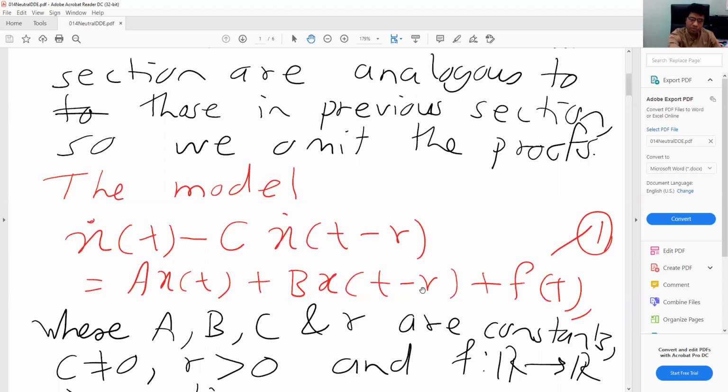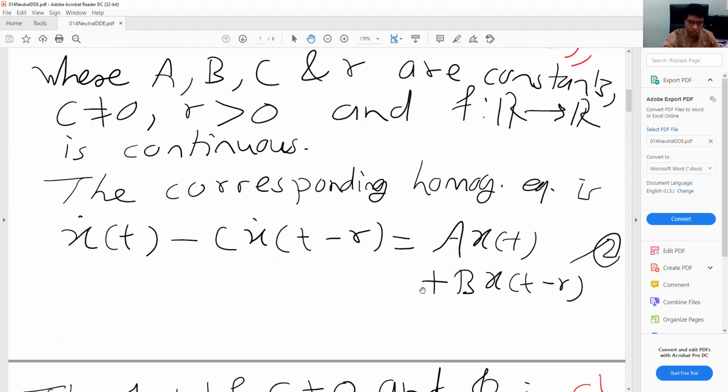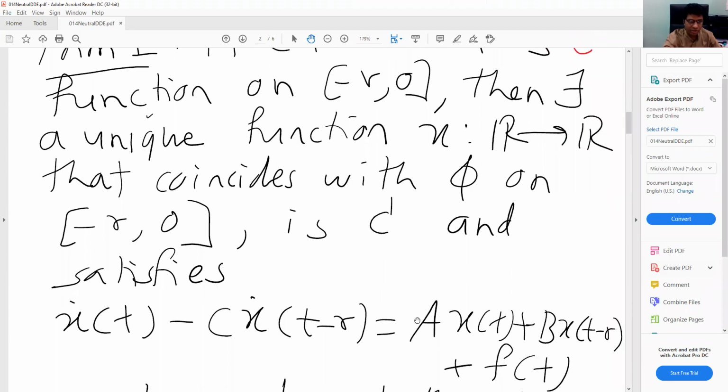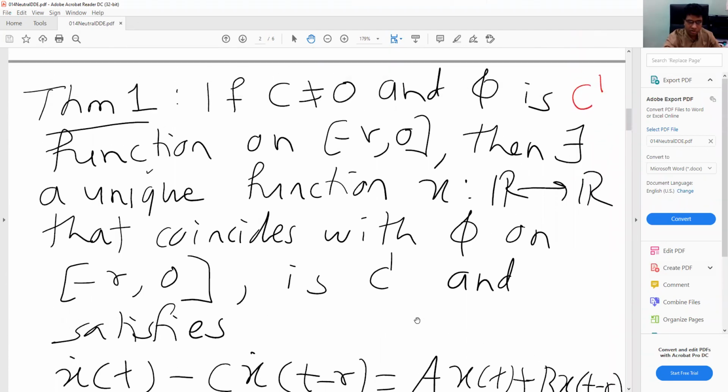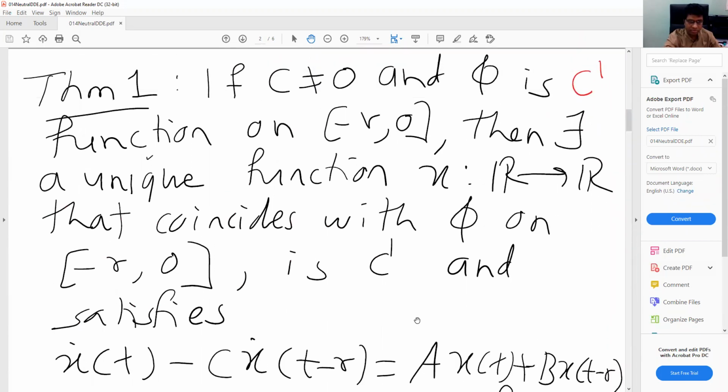If this c is 0, then this is a retarded DDE, which we studied in the last section. Here we assume that this c is non-zero. We have seen existence uniqueness results for this equation.